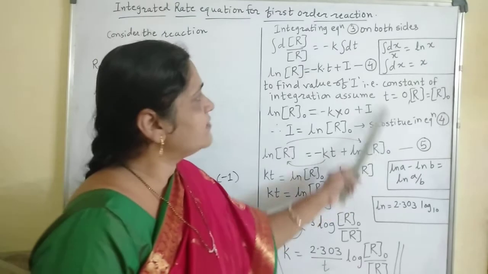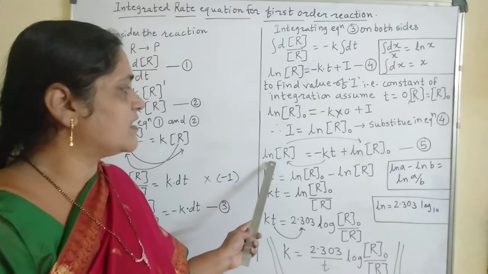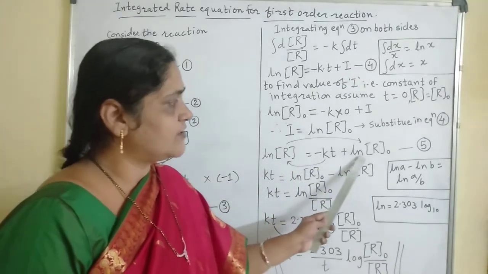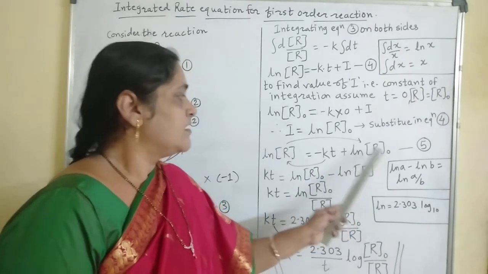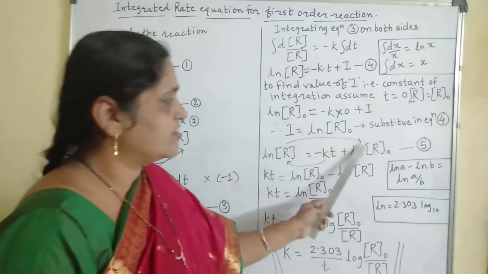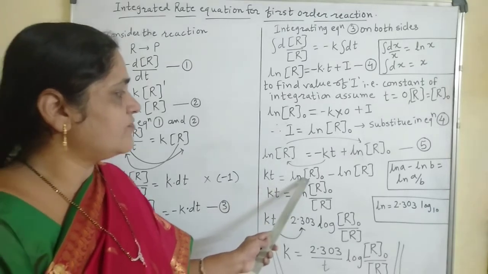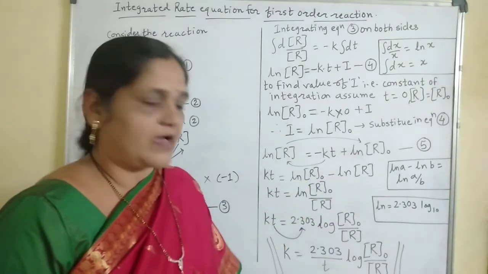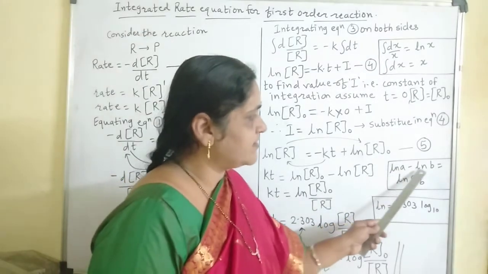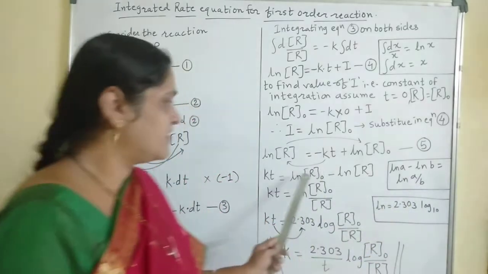Now substitute this value in equation 4. Our equation becomes ln [R] is equal to minus k into t plus ln [R]0. Now a little transfer: kt comes to this side and ln [R] goes to the other side. This rearrangement gives kt is equal to ln [R]0 minus ln [R]. Here I am going to use the formula ln A minus ln B is equal to ln A upon B.